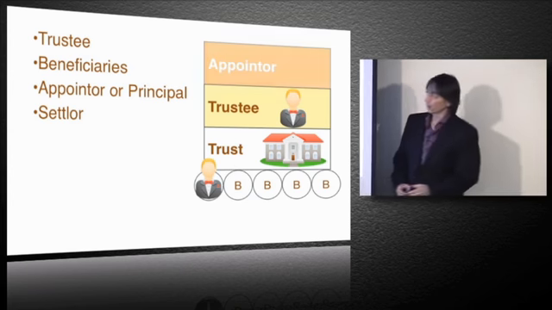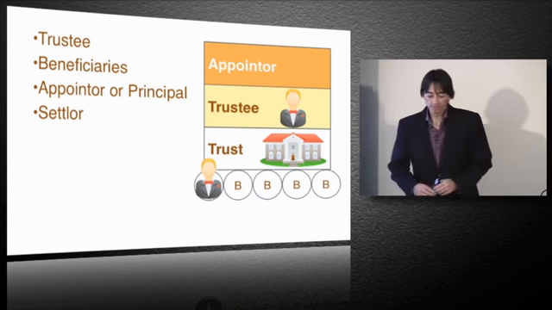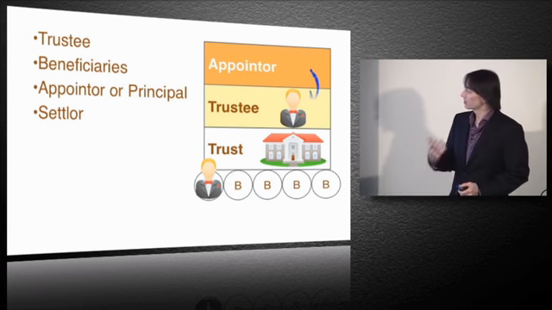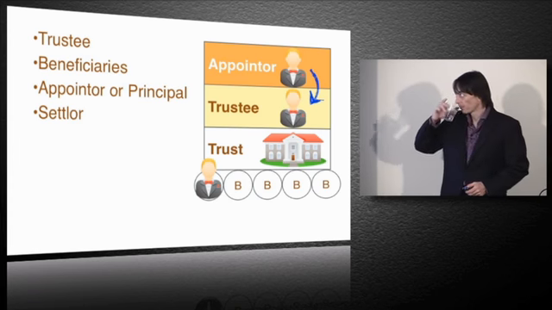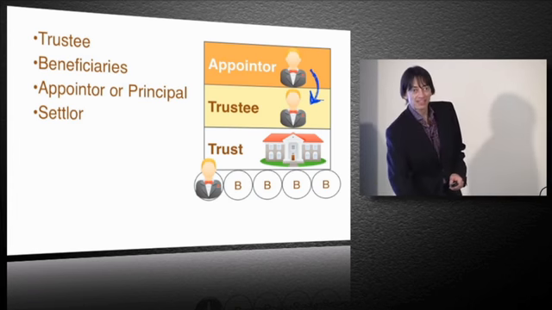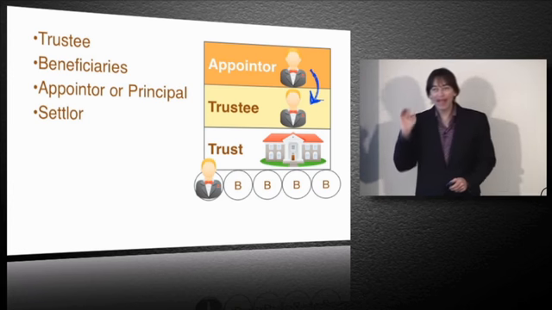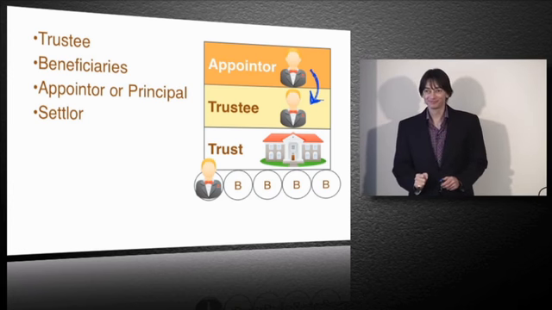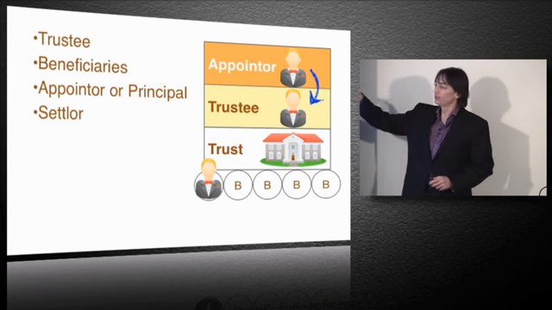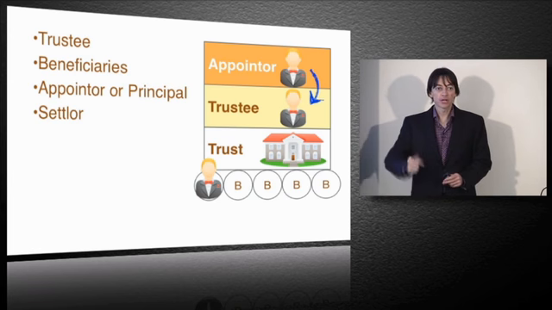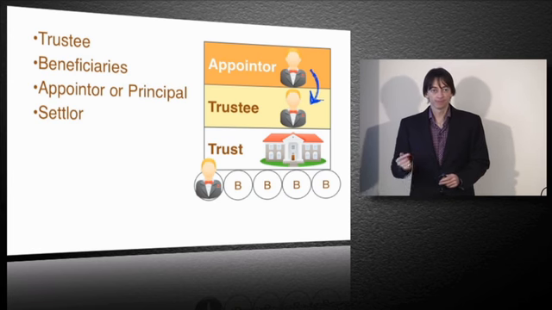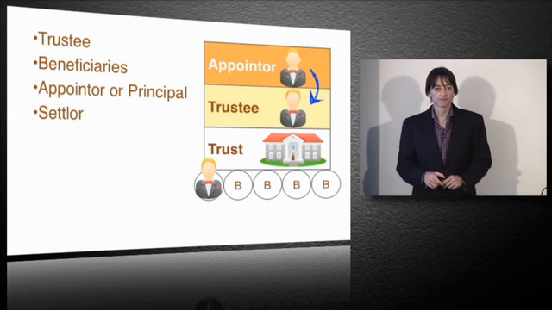Okay. There's another role in a trust called the appointor. The appointor is the one who decides who the trustee is. This actually is the most powerful role in a trust. This is the most powerful because if you don't like the trustee, what can you do as an appointor? Change them. Just like that. No power. You're gone. Someone else can come in your place.